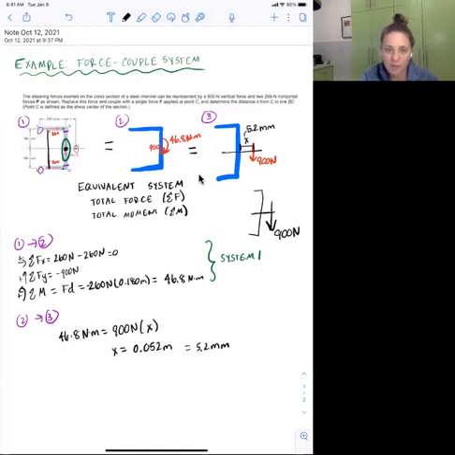Okay, I hope that this was helpful for you in thinking about how to represent equivalent systems. And let me know if you have any further questions on that.